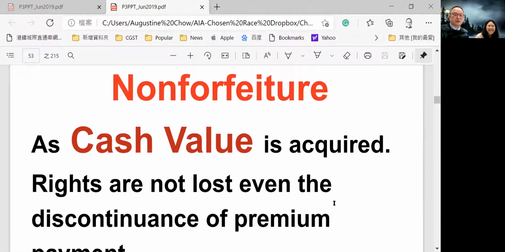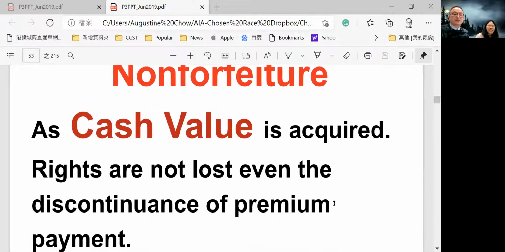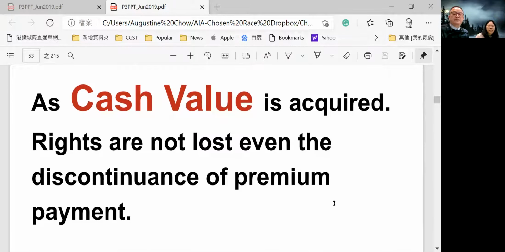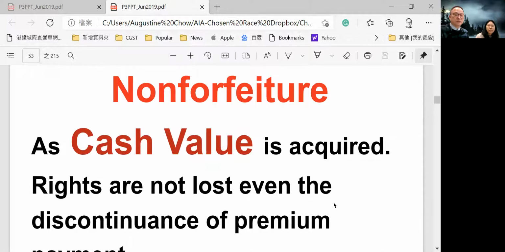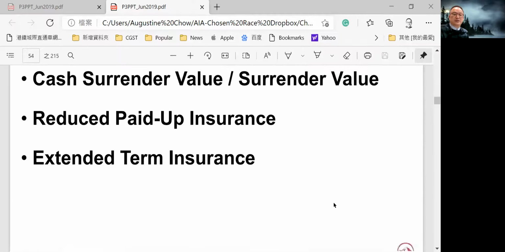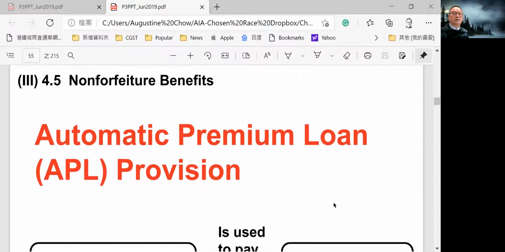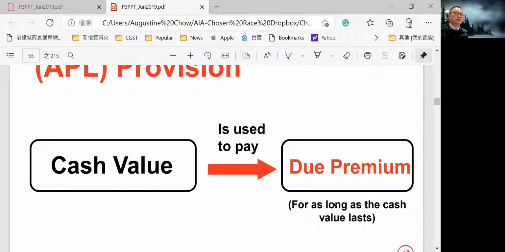Non-forfeiture. All cash values require rights and loans if the continued premium is paid. You will still get your cash value. Automatic premium loan means the cash value will be applied to pay the premiums. It's like this one, right? Yeah, the accumulated cash value of 10,000 will be applied to pay the premium.